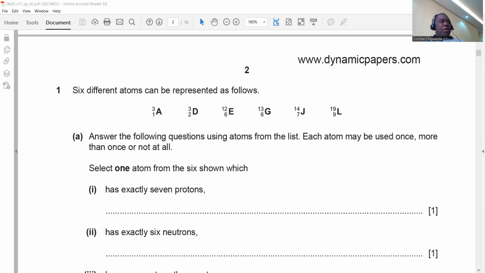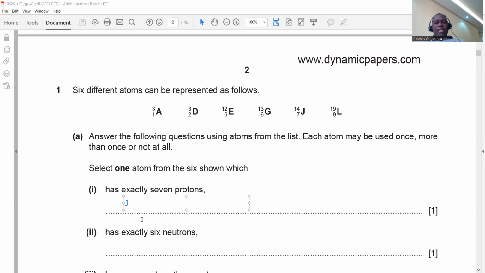Okay, so it's saying which atom has exactly 7 protons. Proton number is always equal to atomic number. So we analyze: we have 1 here, we have 2, we have 6, we have 6 here, and we have 7. So the one which has atomic number 7 is going to have 7 protons. So we are going to say J is going to be our answer here. Atom J is the one which is going to have exactly 7 protons. So our answer here is going to be J.